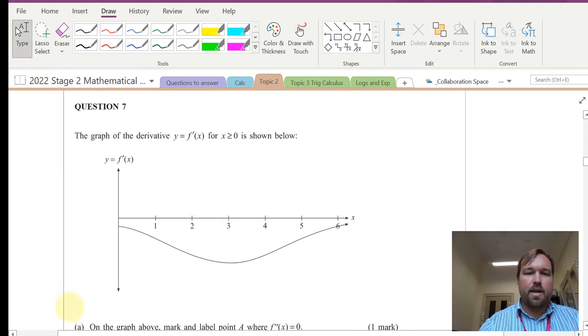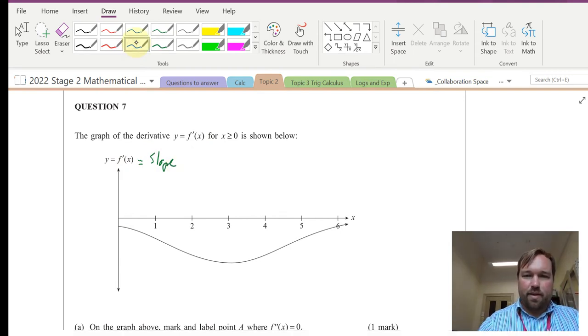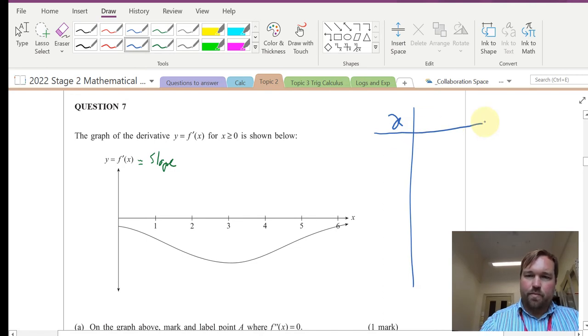Alright, onwards. Here you're given the derivative. So, the derivative on this axis, if it's a derivative, it tells you the slope of the original function. So what's happening is I would do this again. X, slope. 0, 1, 2, 3, 4, 5, 6.